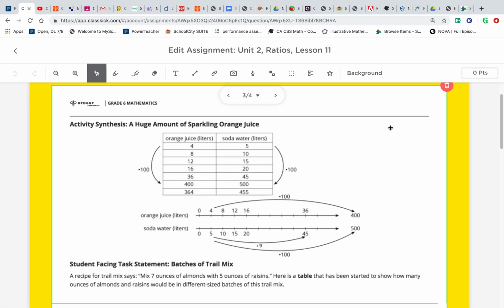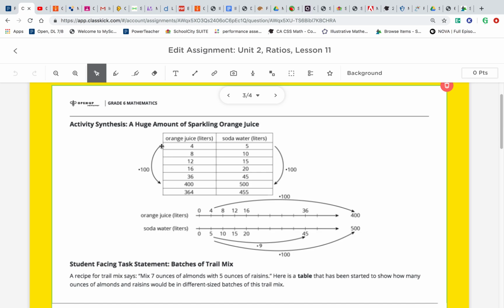All right, class. So, as promised, we are going to show you the new way to organize your information when we're dealing with equivalent ratios. So, you can see here that this information is in a table. This is the exact same information that was in the last activity, right? We had 4 liters of orange juice, 5 of soda water, and you remember we had to go off the number line here, right, to get into the 400s. You can see here we did times 100 to get from 4 to 400.